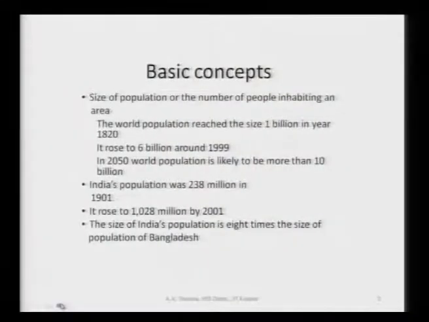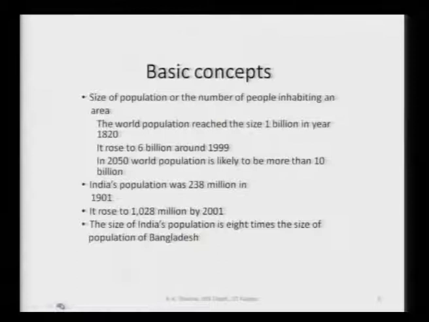There are projections, United Nations projection, that in 2050, world population is likely to be more than 10 billion. We look at India's figures, then India's population in 1901, in the beginning of the last century, was 238 million. This is what we mean by size. The size of India's population was 238 million in 1901. It rose to 1,028 million by 2001. That means in 100 years time, India's population became more than 4 times. The size of India's population is 8 times the size of population of Bangladesh. These kinds of statements can be made if we look at the size of population.